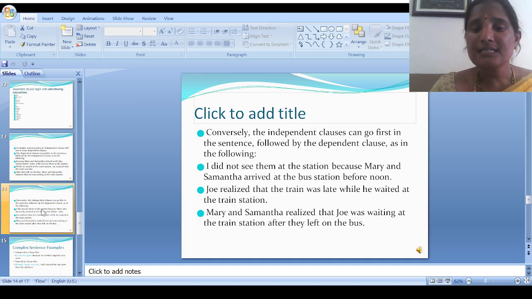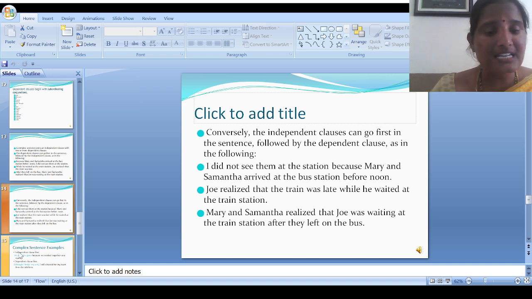Conversely, the independent clause can go first in the sentence, followed by the dependent clause, as in the following. I gave these sentences here; you can check them. I did not see them at the station because Mary and Samantha arrived at the bus station before noon. Joe realized that the train was late while he waited at the train station. Mary and Samantha realized that Joe was waiting at the train station after they left the bus.